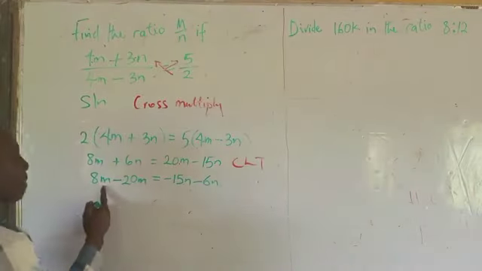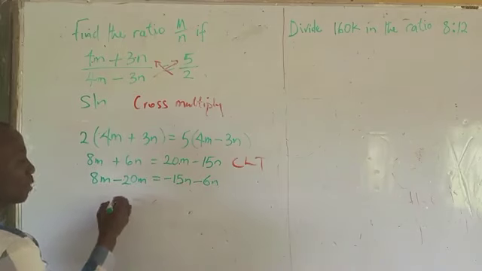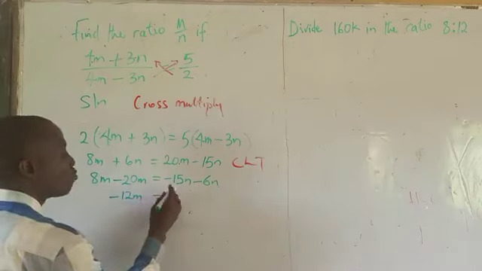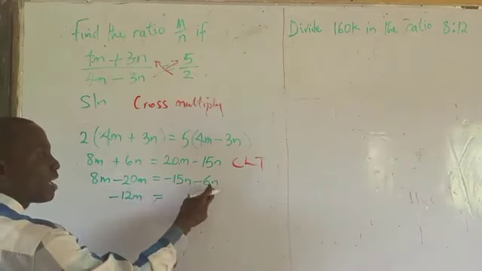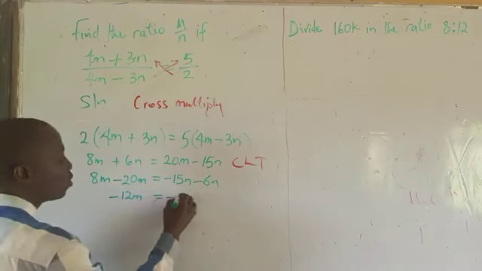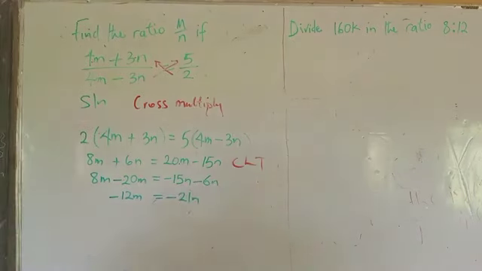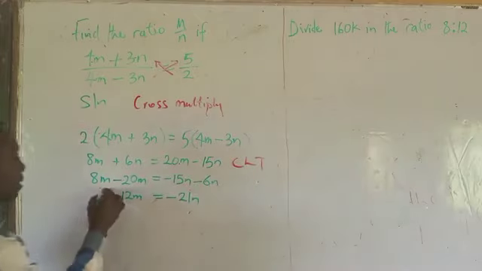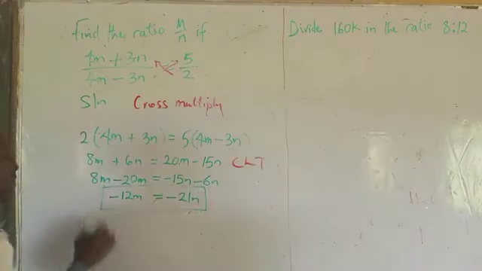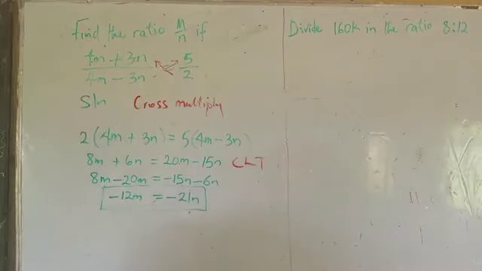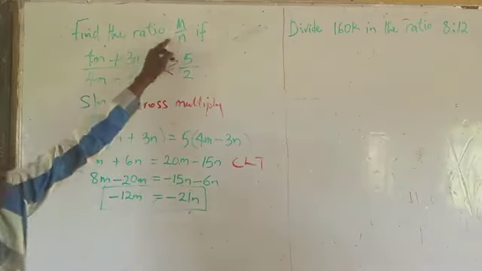So 8m minus 20m is minus 12m, equal to minus 15n minus 6n. You see, that is minus 21n. That's how you handle that. So you see, this is where the trick is. How do you make this expression represent m over n? Let's come back here. We want it to be m over n.